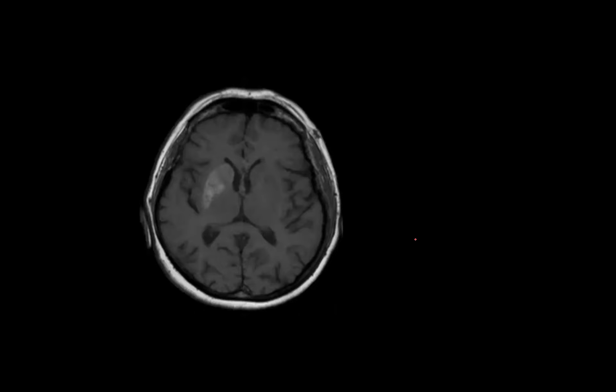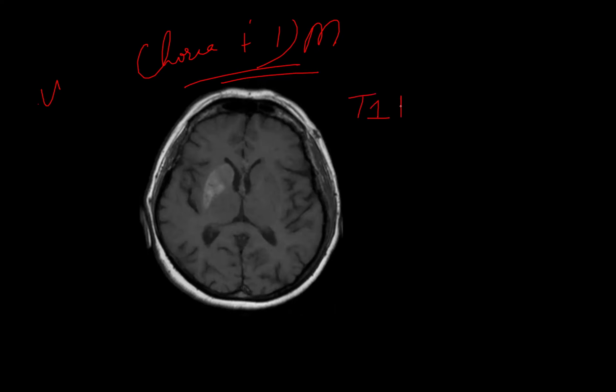So, welcome guys. We'll be discussing about 10 spotters and various DDs. So, this first image here, only with image, there are so many DDs for hyperintensity. But when I give you the history of chorea with diabetes mellitus, then there will be only one DD for T1 hyperintensity in the basal ganglia. So, basal ganglia T1 hyperintensity.